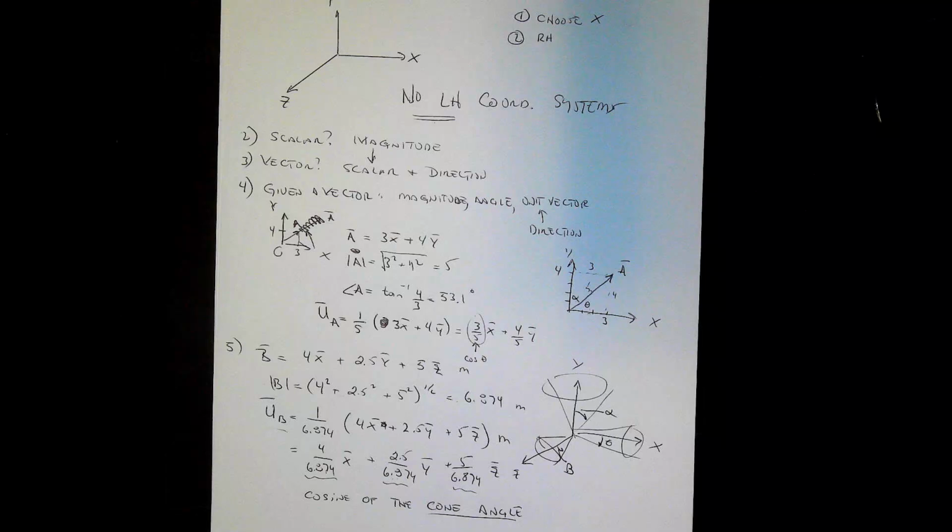Then when we deal with vectors, given a vector, so if I'm given some vector here, and I'll give one in a moment, we need to be able to break that vector down into its magnitude, an angle, and a unit vector. These are used to describe direction often, though you also get direction out of angle as well.